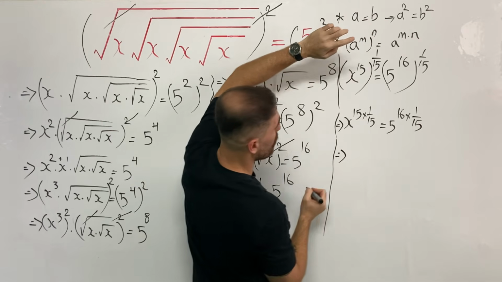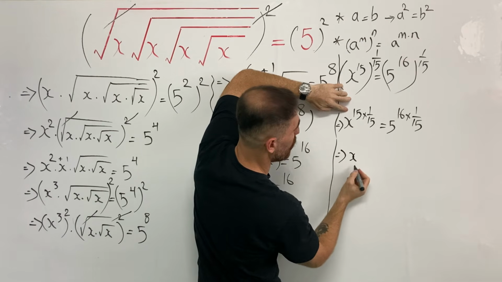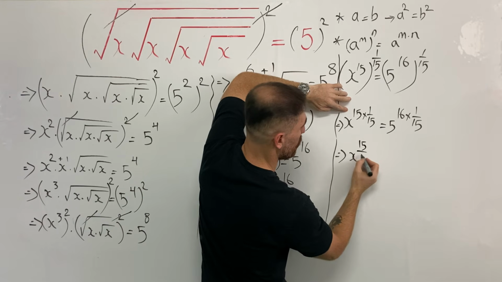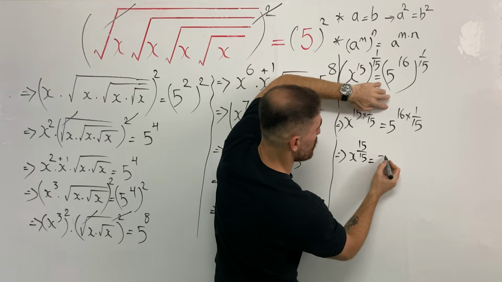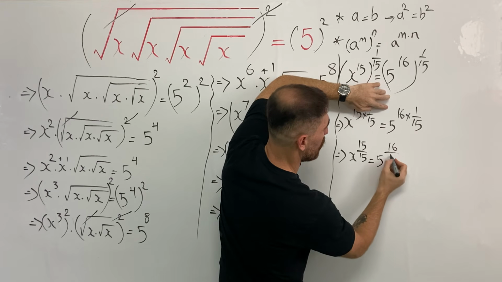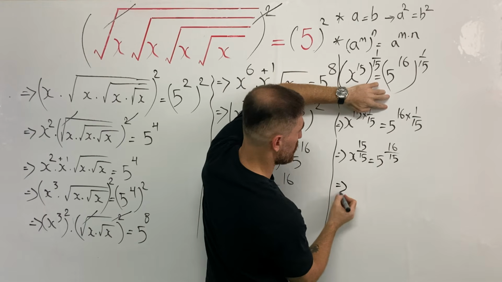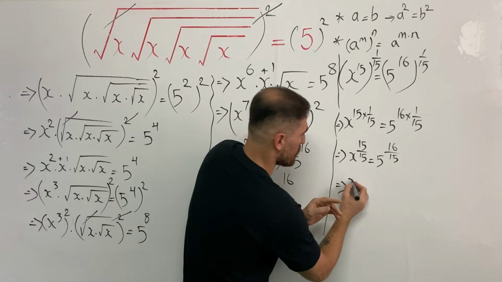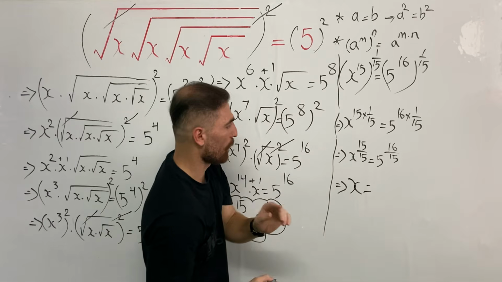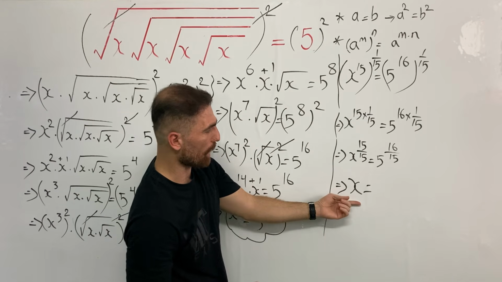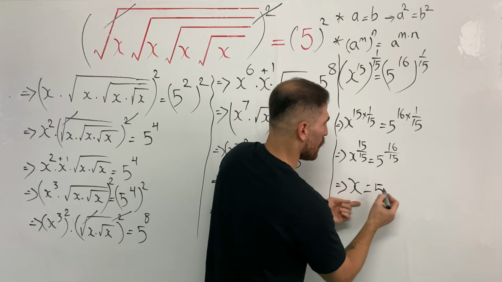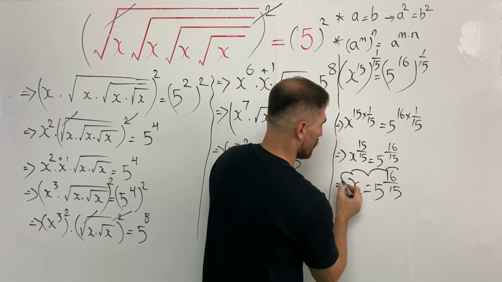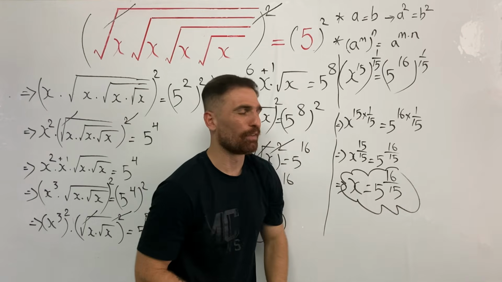So what is our left side? X to the power of 15 times 1 over 15, which means 15 over 15 equals 5 to the power of 16 over 15. What is this? 15 over 15? 1. X to the power of 1, x. So finally, we have got the value of our x, which means 5 to the power of 16 over 15. And this is our final answer.